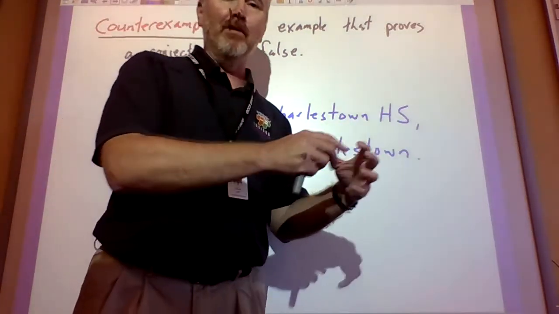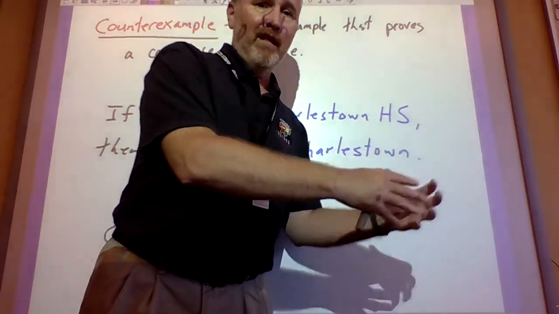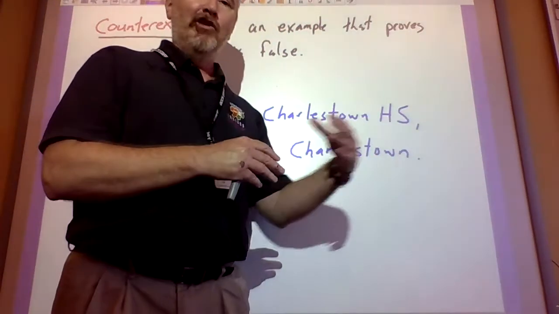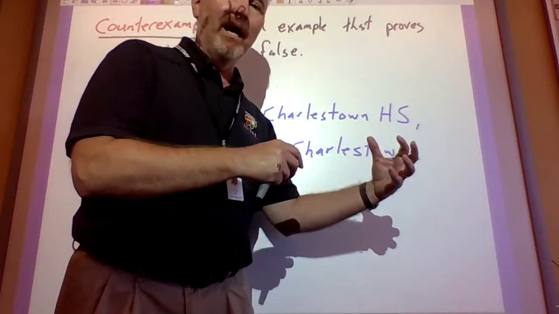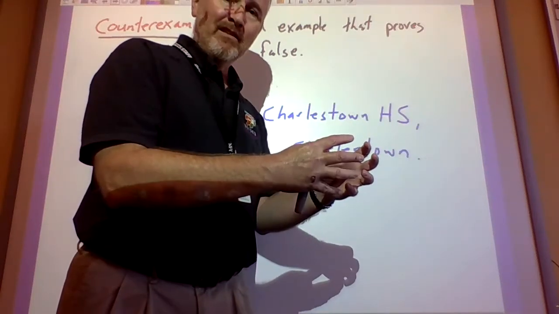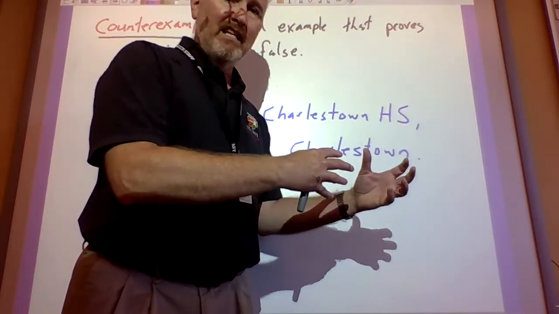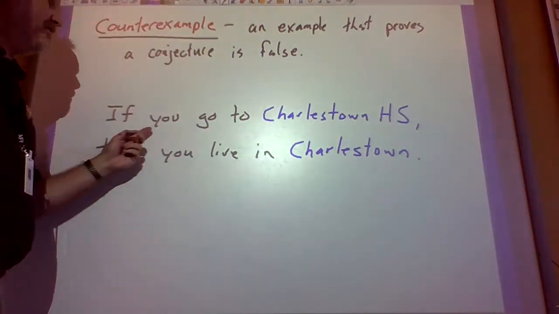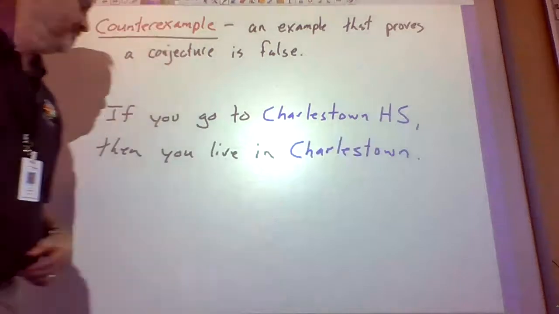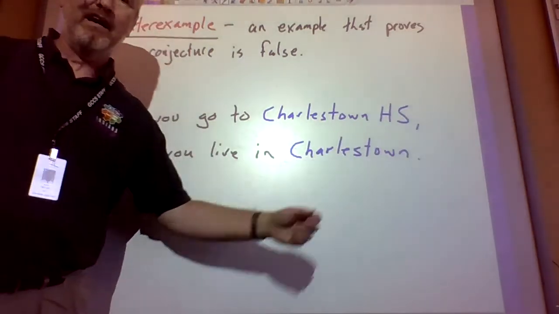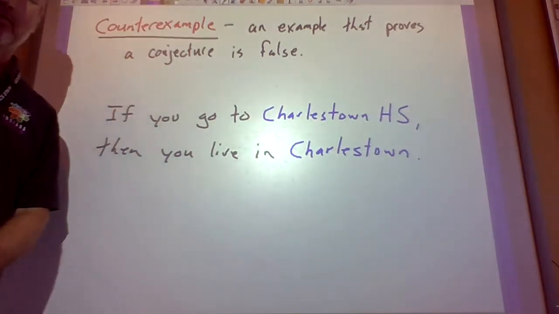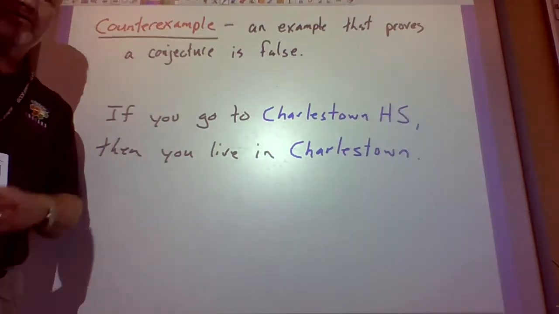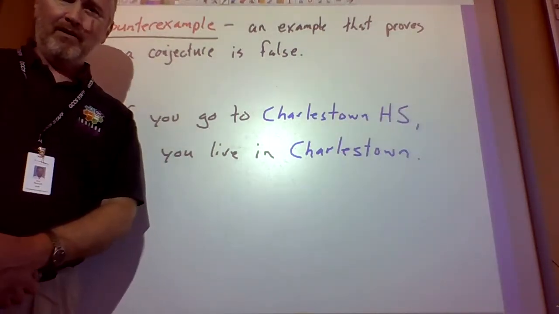It's not an example of something like a tiger is a mammal. It's something that says, "Hey, you just made this statement, but this sort of proves that that's not true." And I've got a nice statement right here. If you go to Charlestown High School, then you live in Charlestown. On the surface, or just at a quick glance, you might say, "Oh, yeah, that sounds right." But when you start thinking about it, you say, "Oh, wait a minute.